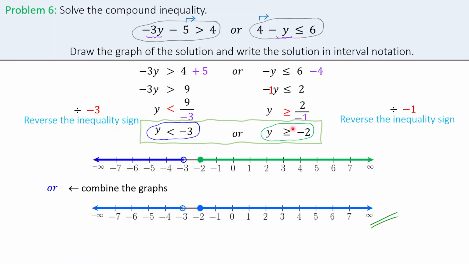Next, we need to write the solution in interval notation. There is a gap in the graph, so write the interval notation of this part. You get this. Now put the union symbol because or is union. Now write the interval notation of this part. That is this. This is the interval notation of this part. This is the interval notation of the solution.